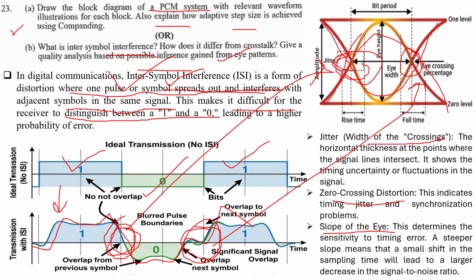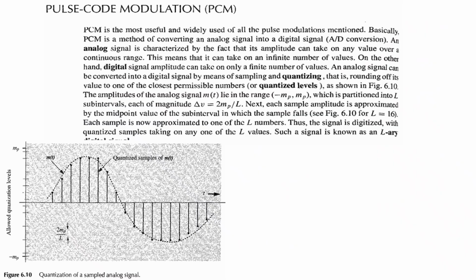So it is very clear that if the eye is open wide like this, it means the signal has very little noise, and if the eye is closed like this, of course the signal has much more noise, right? And the PCM system, pulse code modulation, is one type of digital modulation that we are going to discuss here.